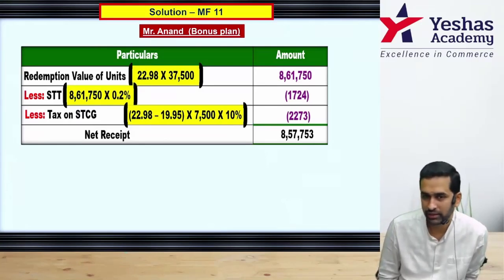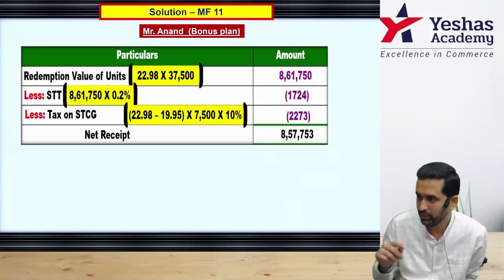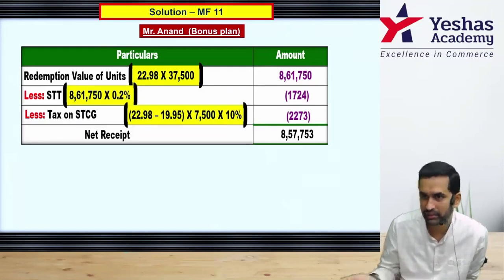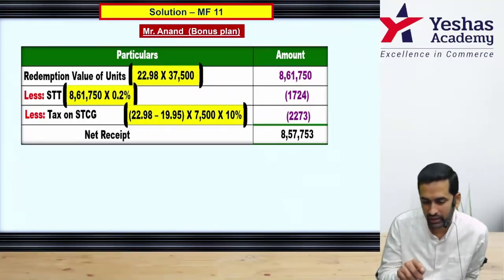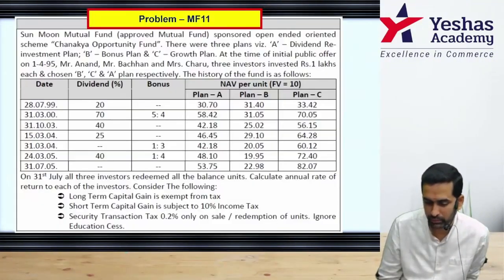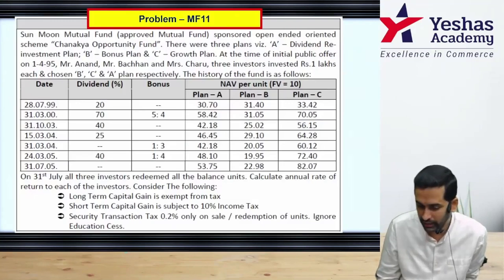Now that short-term capital gain, and this is where the confusion is. How do I consider the cost? One approach, 22.98 is the sale value, minus cost is taken as 0. Correct? Entire sale consideration will become your gain. On that you will have to pay. Alternate way, 22.98 is sale. From where did I get this 19.95? On the day this bonus was given, 24th March, if you go to the question, under plan B, you have to go to the correct box.